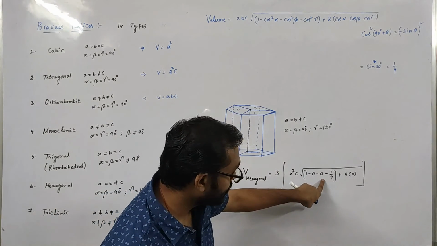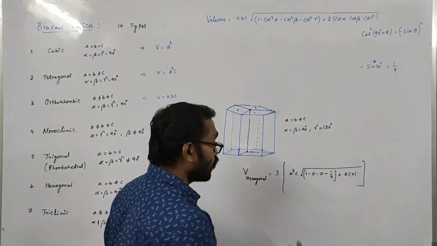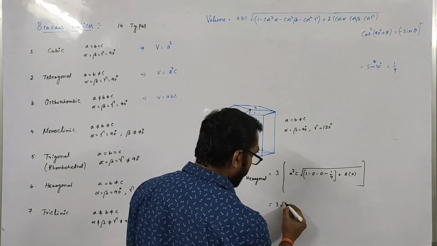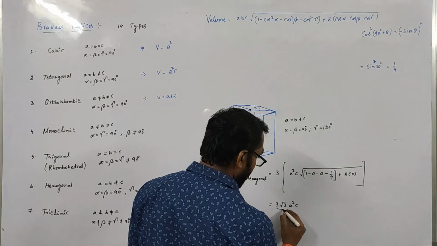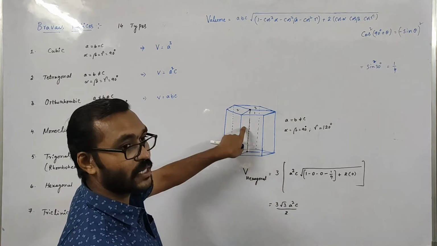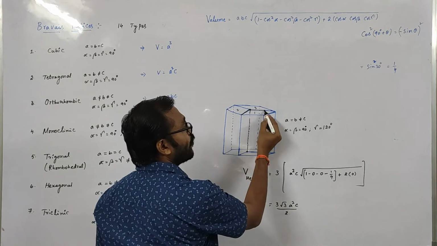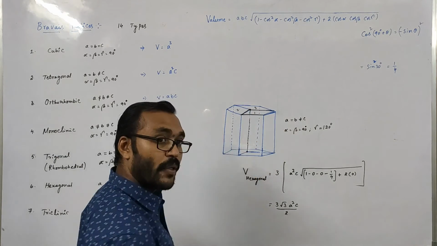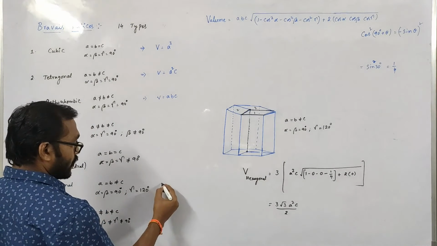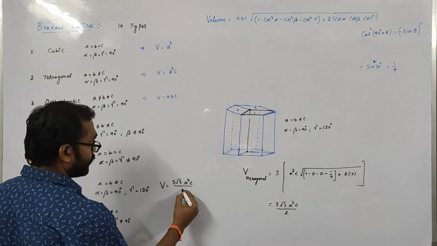Now what you get this value as? 4 minus 1 means 3 by 4. Root of 3 by 4, so we write as root 3 by 2. So 3 into root 3 A square C by 4. Sorry, not 4, 2. So this is the actual volume of this hexagon. What we have calculated by using this formula is the volume of only one cuboid geometry, 1/3 part. So what is the volume of hexagon? 3 root 3 A square C by 2.